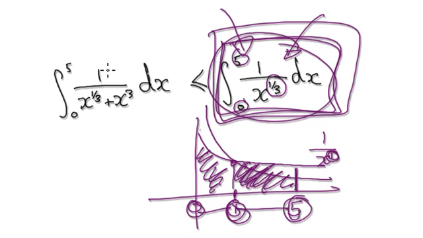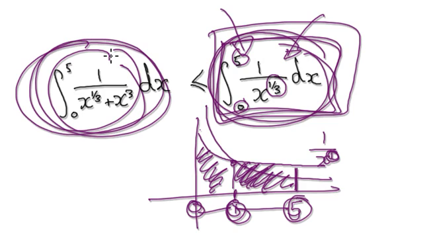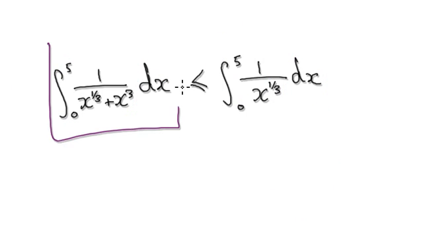Well, if this is bigger or equal to this thing here, and this thing converges, then this will have no choice but to also converge. So in this case, this thing here will converge. Okay.